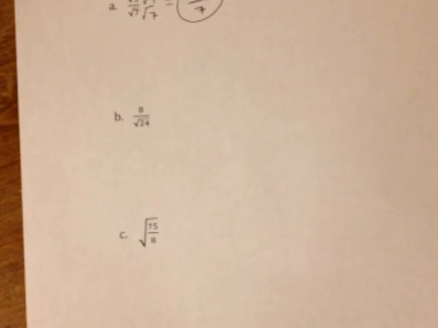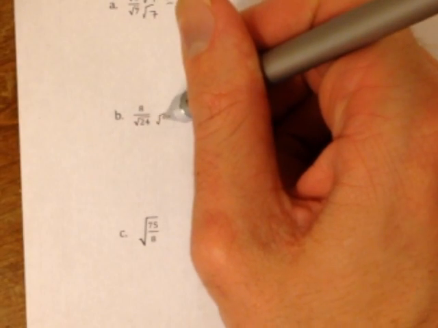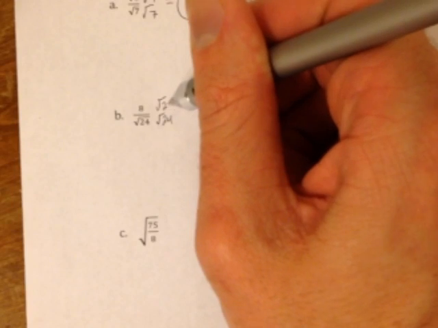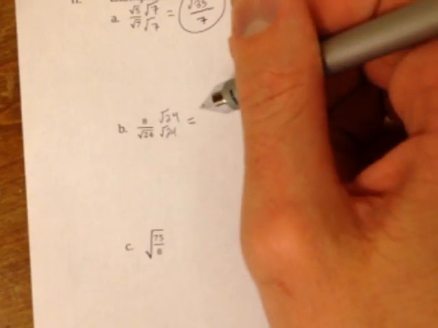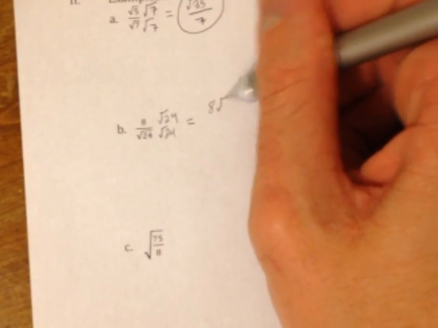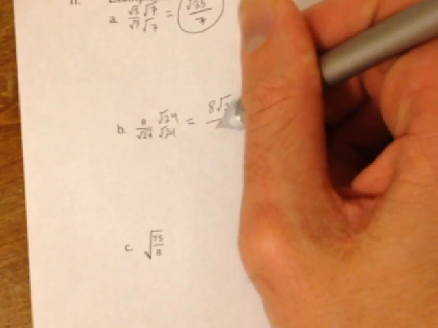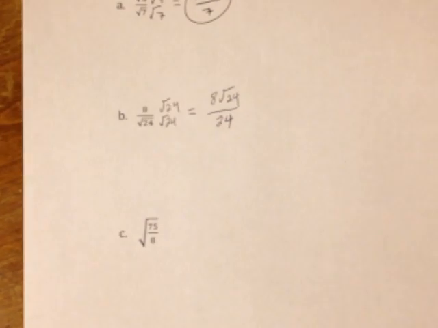8 over the square root of 24 is a little bit different. Now the square root of 24 can actually be simplified. So you have a choice. You can simplify it first, or you can wait and simplify it after. It's your choice, but for this one I'm just going to multiply by the square root of 24 right off the bat. Okay, and that gets me 8 times the square root of 24 over 24. And again, I still have to simplify that square root of 24.